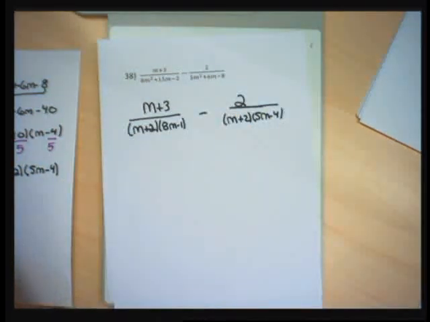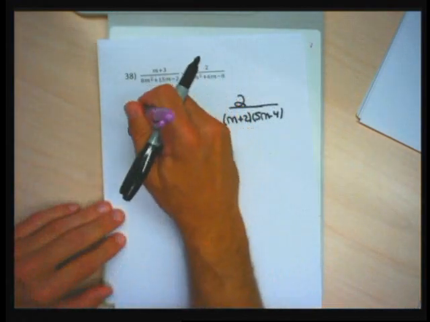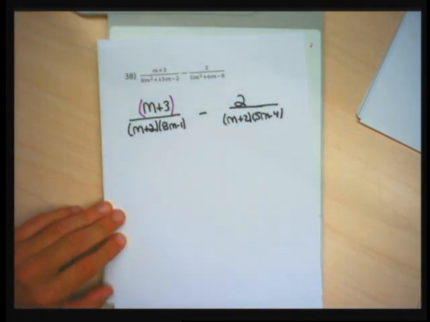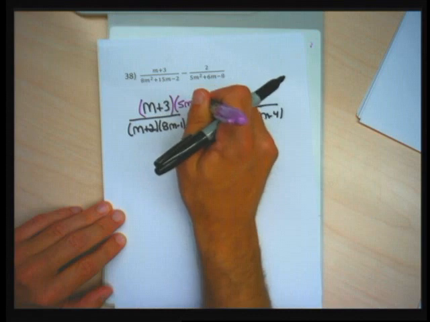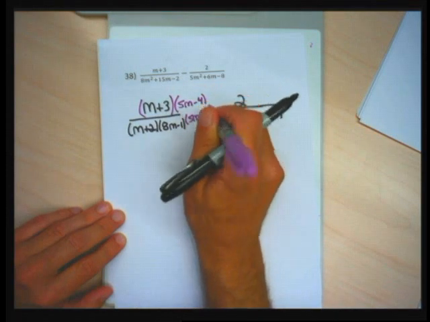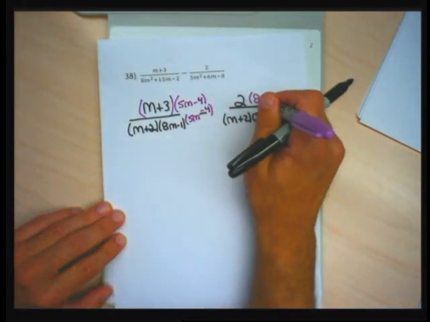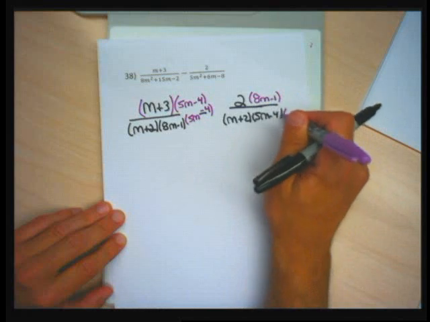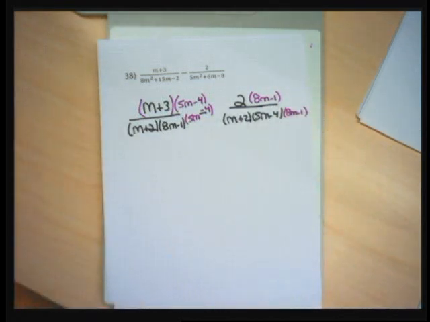So my denominators are factored. Now I need to give them what they're missing. I'm going to put parentheses around this first m plus 3 because it'll make it easier to see what I need to do. I need to give this a 5m minus 4 because it's missing the 5m minus 4 that the second denominator has. And I need to give this an m minus 1 because that's what it's missing. So now I've made each denominator have the same three pieces.